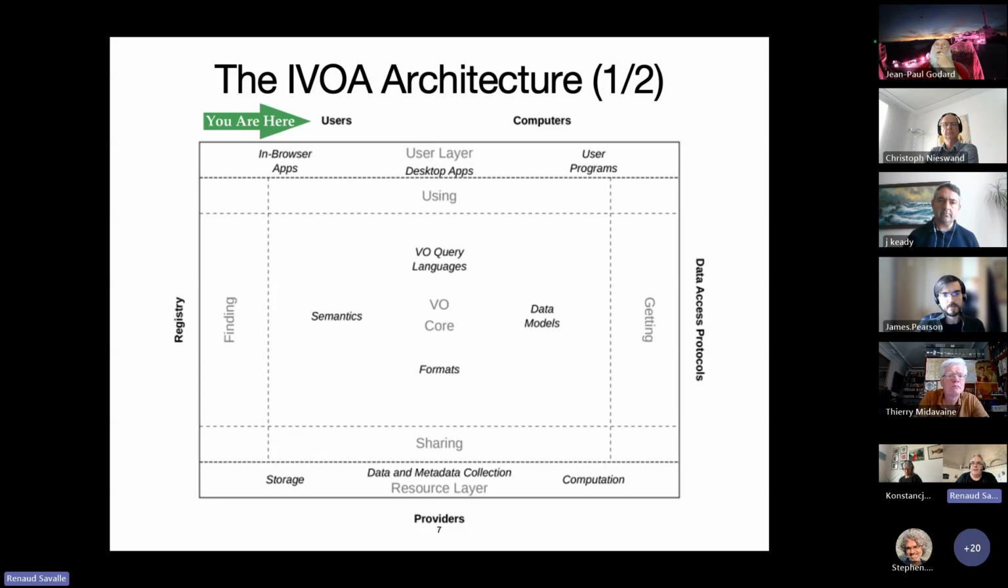So the architecture: you can see that the VO is a necessary middle layer between the users and the providers at the bottom. And like the web, which enables end users and machines to access documents and services wherever and however they are stored, the VO enables the astronomical scientific community to access resources wherever they are and to access them the same way. So the core component is made of query languages and data models, semantics, which include vocabularies, and formats. And then around that, you have the registry, which helps finding the data, and the data access protocols, like Simple Search, which allow to query them.